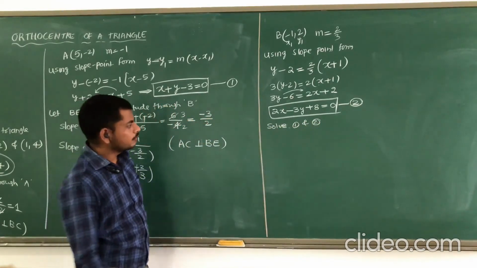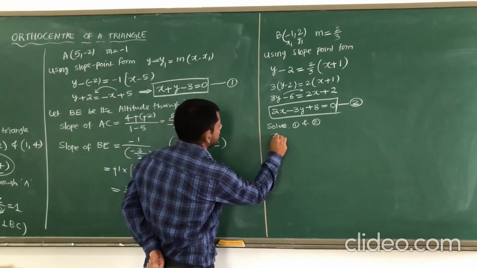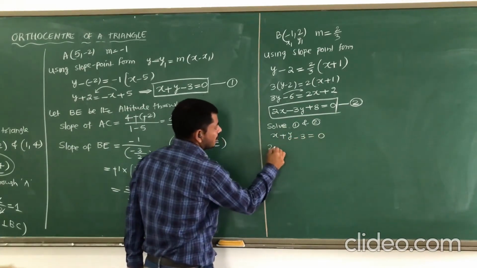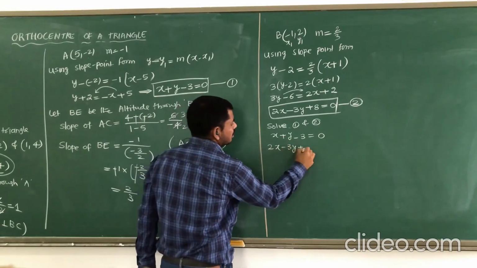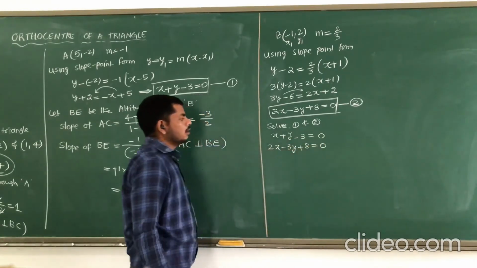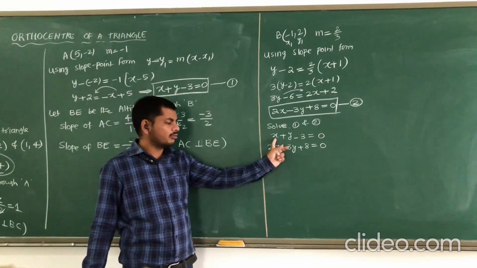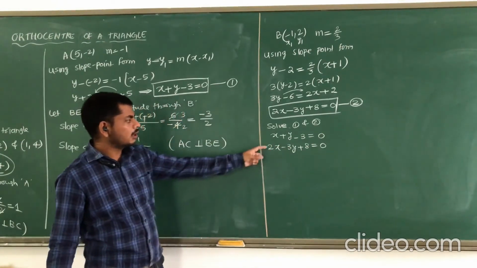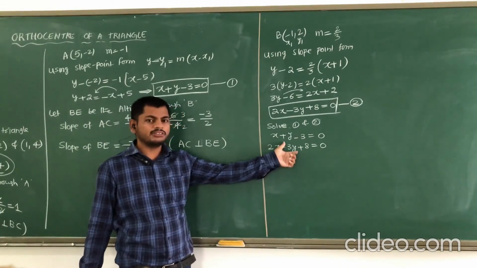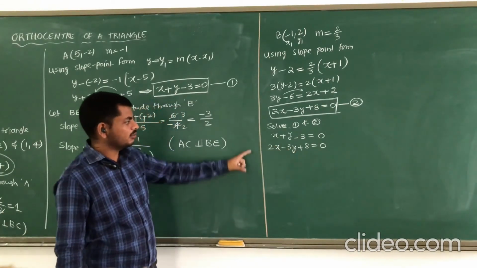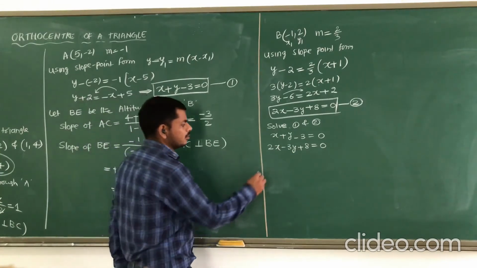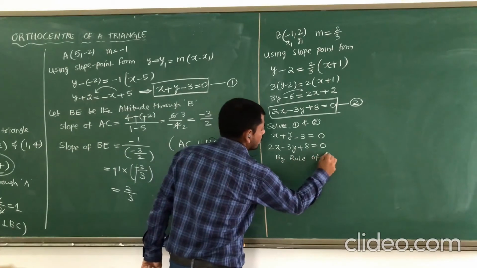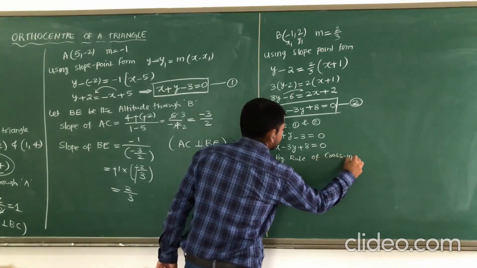On solving these two equations, equation number 1 and 2. Equation number 1 is x plus y minus 3 is equal to 0. Second equation is 2x minus 3y plus 8 is equal to 0. Solving these two equations, there are different methods: substitution method or elimination method, or here I am using the rule of cross multiplication.